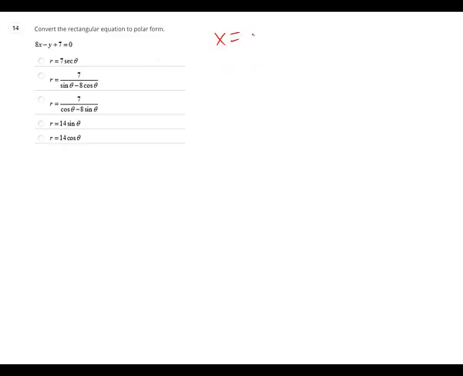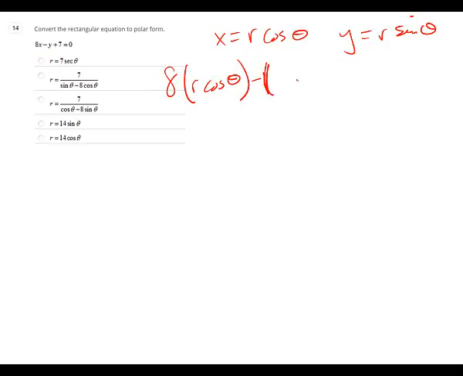All right. So we're going to use x equals r cosine theta and y equals r sine theta. I'm going to sub in for the x and the y. So what's going in for the x? r cosine theta. And then what's going in for the y? r sine theta, and then +7 equals 0.